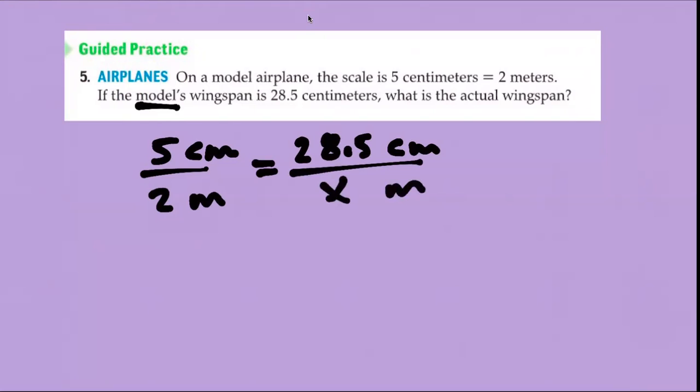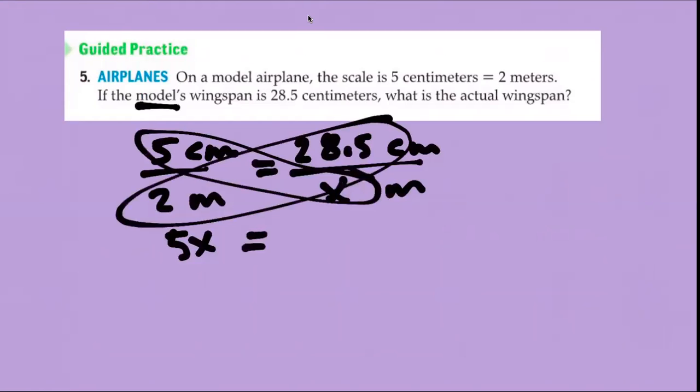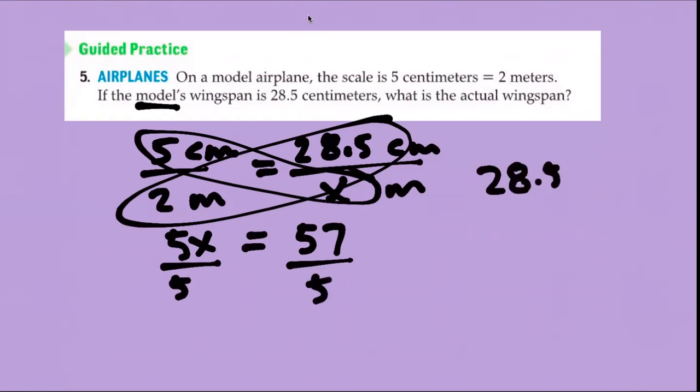And so we're just going to do our multiplication. So you're going to get 5x. You can just drop your units once you do this part. All right, and then you have 28.5 times 2. Well, 28 times 2 is 56, and then 0.5 times 2 is 1, so 57. All right, so we're going to divide both sides by 5. And I'm just going to show that I did that over off to the side so you guys understand what I did. Okay, that's how you got 57.